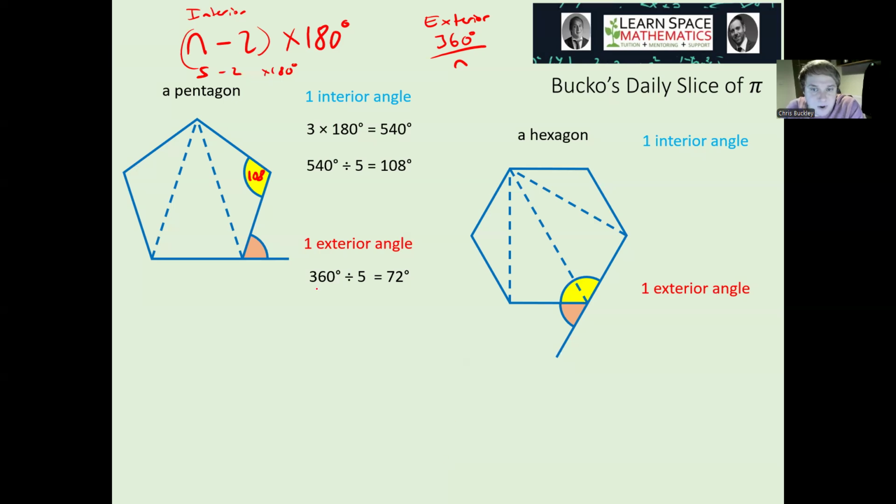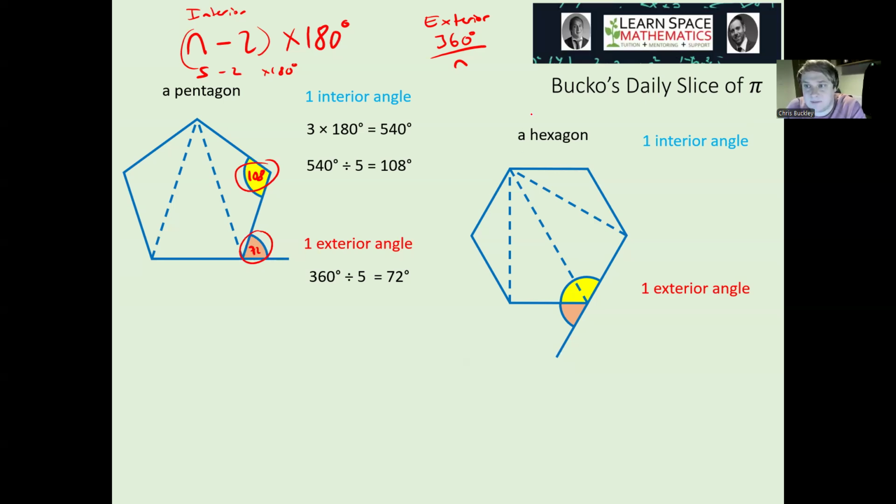To find the exterior one, walking around the outside of anything, whatever the shape is, you end up back where you started, a full rotation, full turn, 360 degrees. So if I divide that by 5, I get 72. And I'm hoping you can spot the link between the interior and exterior angle, which I'll go over in a minute, but maybe it's something you already remember that links those two together. Because you can use both of these methods. You need to be good at both to solve any problem.